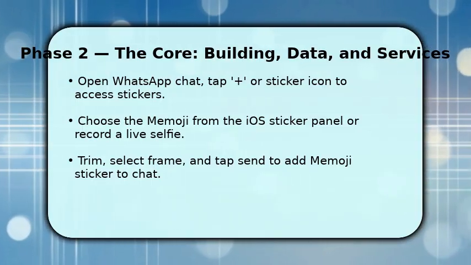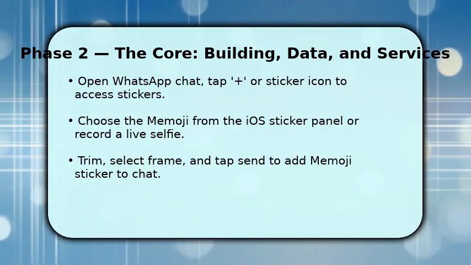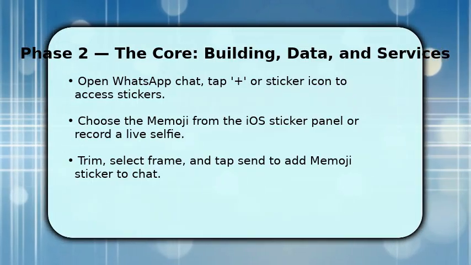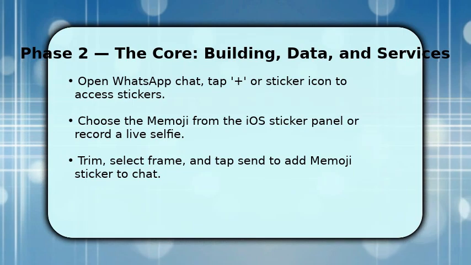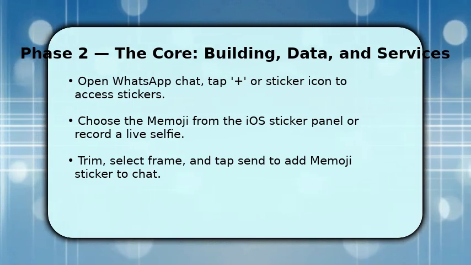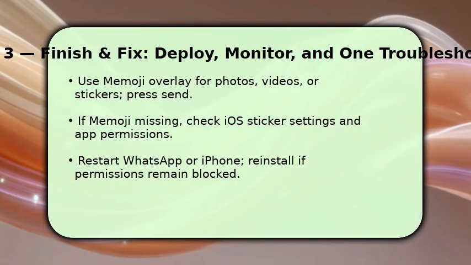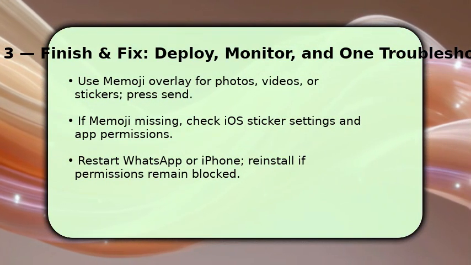Once satisfied, trim or pick the best frame, tap Use and Send. This embeds the Memoji into the conversation and stores it in recent stickers. You finish by sending the Memoji as a live overlay or sticker, then confirm it appears in the chat.